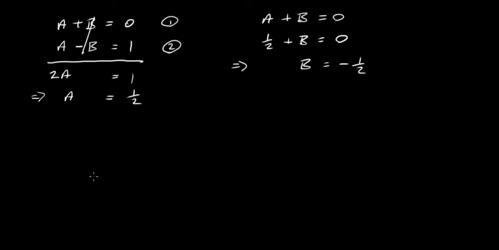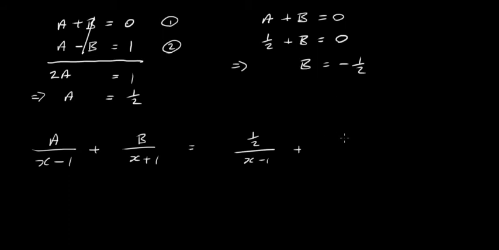Okay, so let's put them into our original equation. Remember, our original equation was 1 over x minus 1 times x plus 1 is equal to a over x minus 1, and then b over x plus 1. We didn't know what a and b were, but we do now. So a is a half, and that's over x minus 1. b is minus a half, so I'm going to put minus half here, and we've got the x plus 1 here.